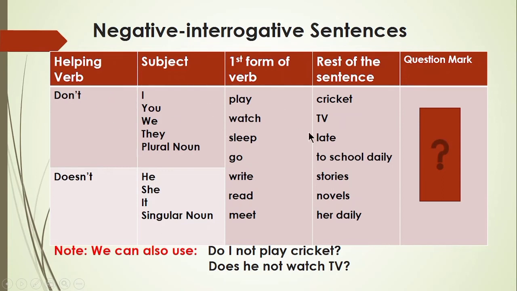Don't we watch TV? Don't they sleep late? Or doesn't he write stories? Doesn't she read novels? Etc. So that is how we make negative interrogative sentences.